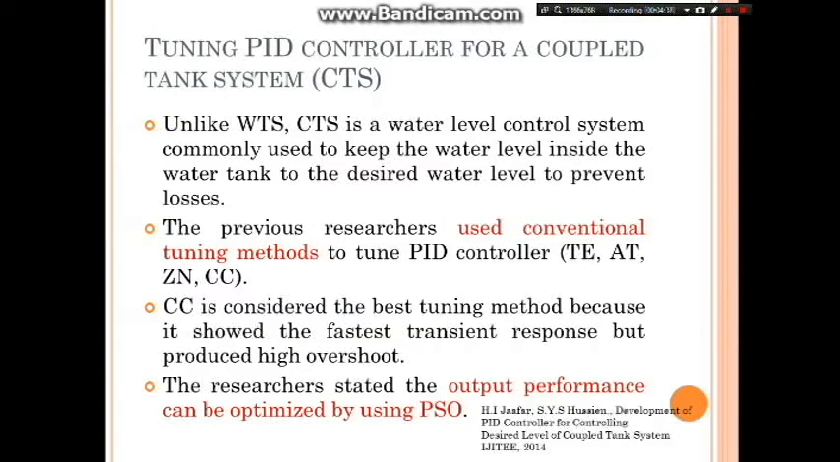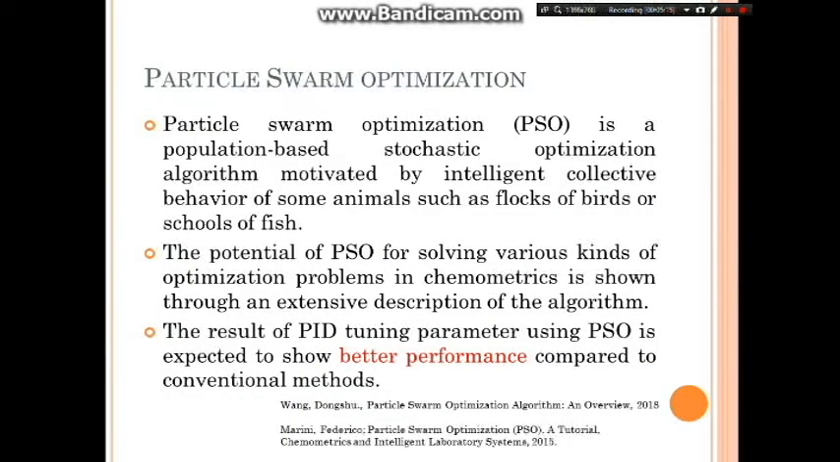Tuning PID controller for a couple tank system. In this paper, researchers use conventional tuning methods to tune the PID controller, which are trial and error, auto-tune, Ziegler-Nichols, and Cohen-Coon. Cohen-Coon is considered to be the best tuning method because it shows the fastest transient response, but with high overshoot. The researchers state that the output performance can be optimized by using PSO. So that's why I use PSO for my project. Alright.